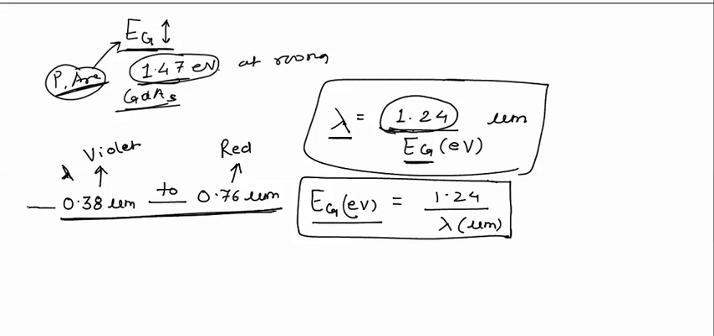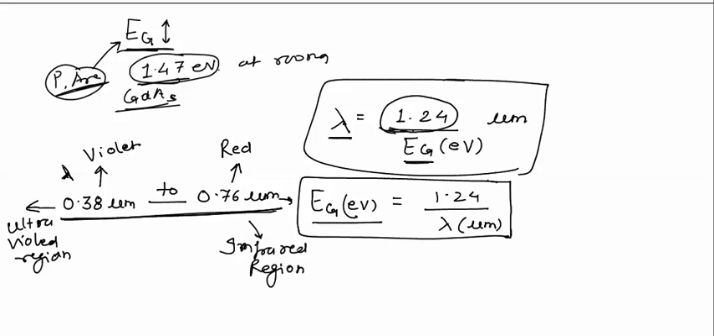And if lambda is less than 0.38 micrometers, light will be in the ultraviolet region. And if the wavelength of light is above this wavelength, then the light will be in the infrared region. So if visible light is emitted, its wavelength will be in this range, 0.38 micrometer to 0.76 micrometers.